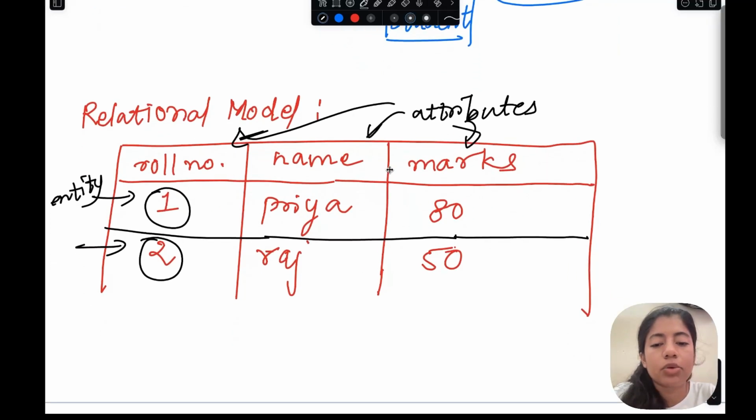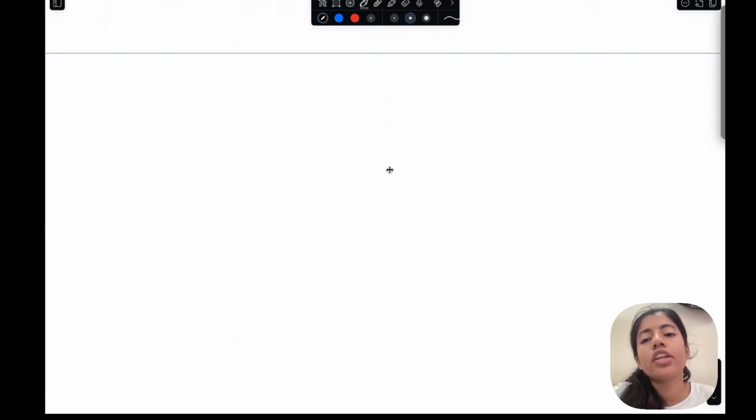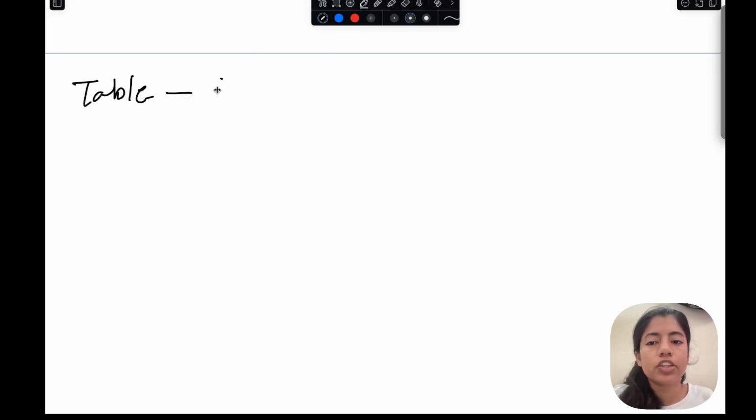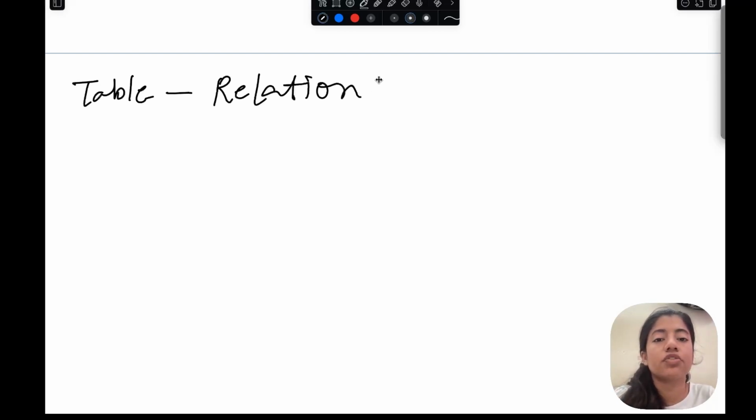So let us understand the technical terms. In the relational model, each table is called a relation, right? Now, do not confuse it with the relation we had in the ER model. In the ER model, the association between entities was called a relation. But here in the relational model, we call the table a relation. Now about rows. What do we call a row?